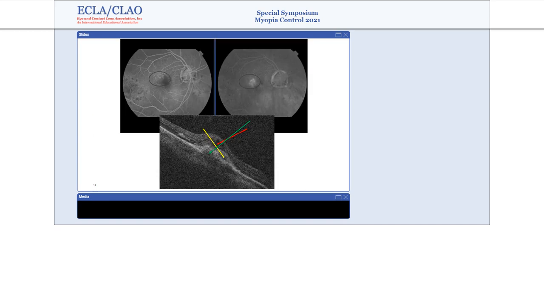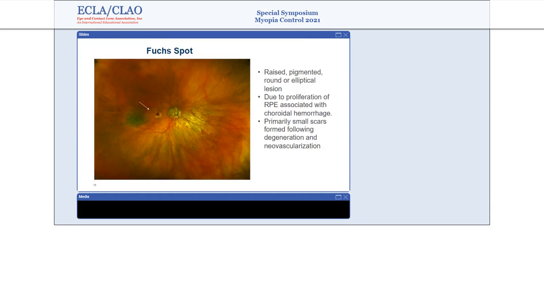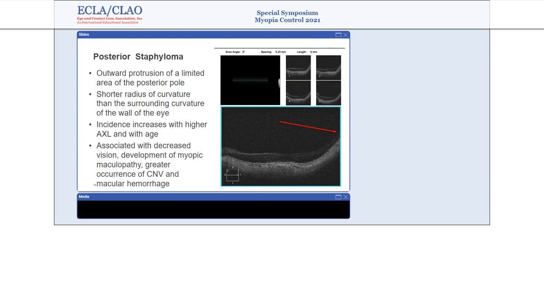So this is one of my patients. The FA is at the top panel, and you can see there is late leakage of an active choroidal membrane. And then on OCT, the green arrow points to the active CNV, and you can see the subretinal and intraretinal fluid as evidence in the other arrows. Another plus sign is a Fuchs spot, which represents the scarring phase of CNV formation.